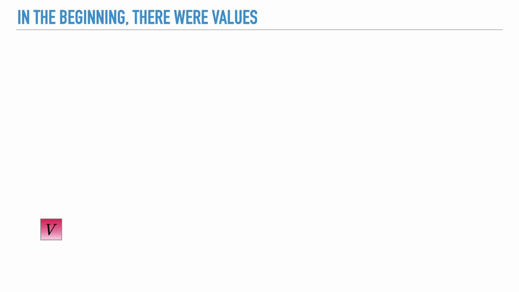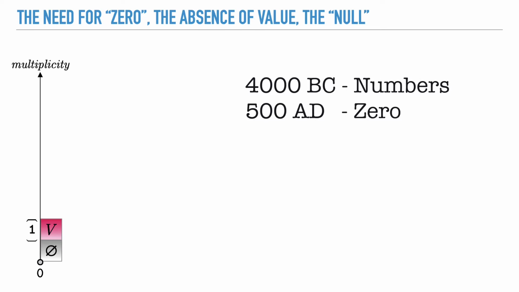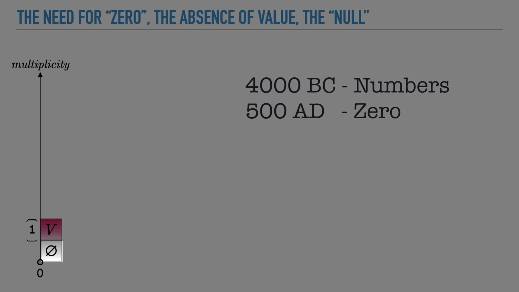In the beginning, there were values, and it was good. In particular, numbers existed to count quantities of things. There was no notion of a future number or a negative number. There wasn't even a notion of a zero. Several thousand years after we began counting things, we invented the zero. This introduced a null value, an absence of any value.